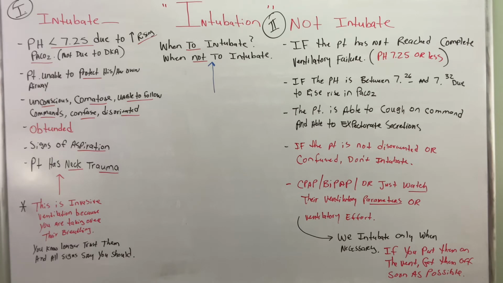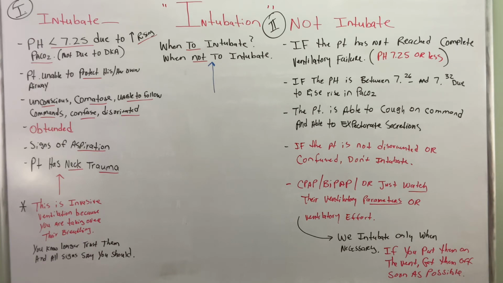Now, don't be hasty to intubate, which means, when do you not want to intubate? If the patient has not yet reached complete ventilatory failure, which is indicated by what? The pH. If the pH is 7.25 or less, all right, they have not yet reached ventilatory failure. Only when that pH drops below 7.25 is when you want to intubate. If the pH is between 7.26 and 7.32 due to a rise in the PCO2, you don't need to intubate them.